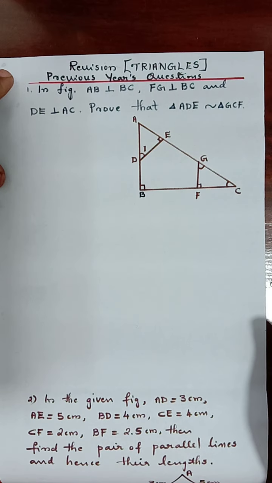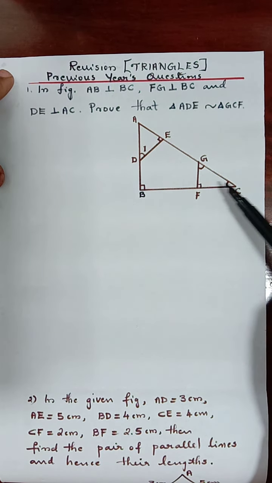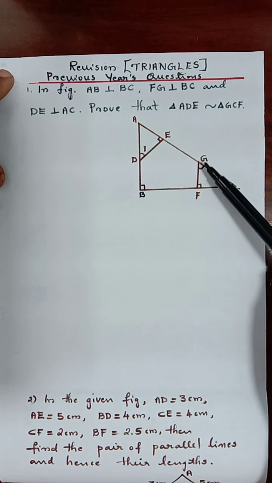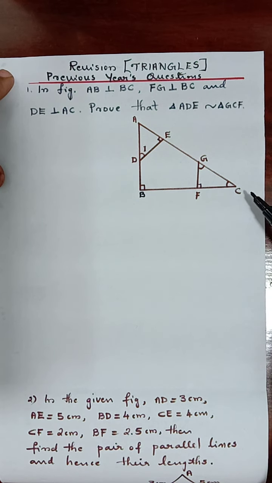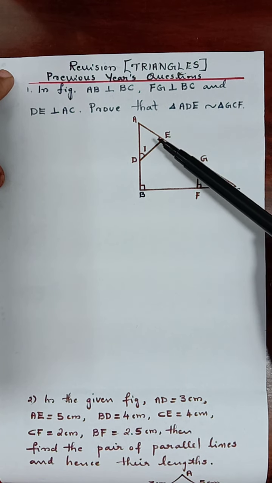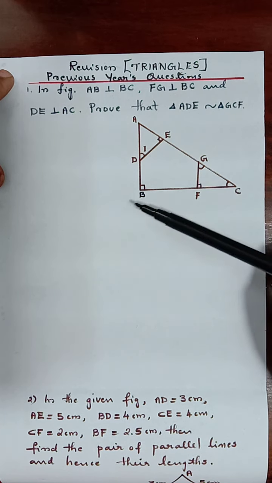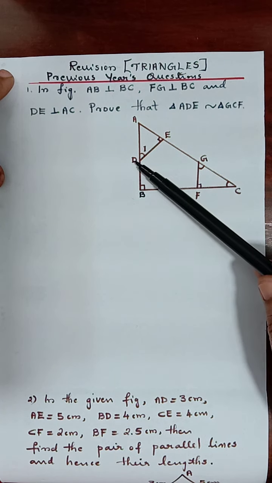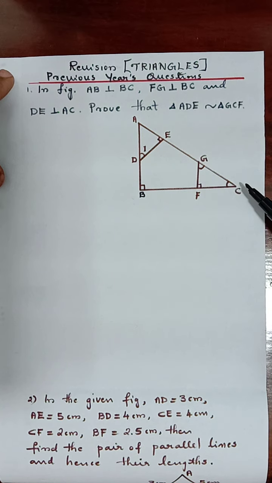Good morning. Today let us revise some previous year's questions. In the figure, AB is perpendicular to BC, FG or GF is perpendicular to BC, and DE is perpendicular to AC. So you can see the perpendiculars: AB perpendicular to BC, GF perpendicular to BC, DE perpendicular to AC.